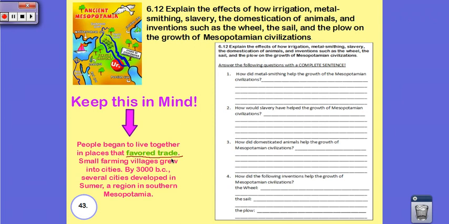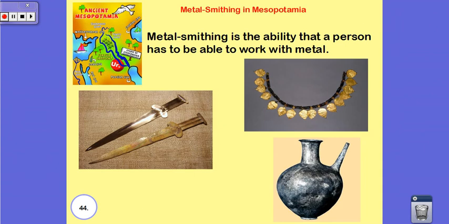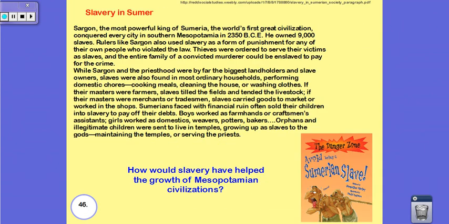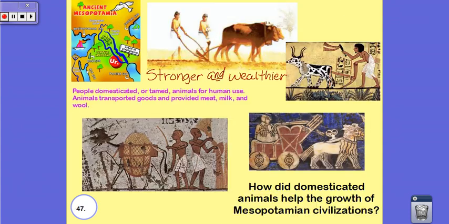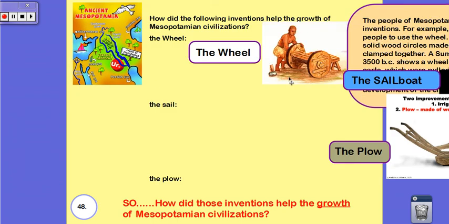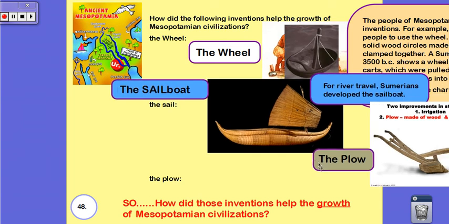You will see several questions on your test taken from this standard. Actually, let me see how many questions there are. There's 1, 2, 3. Looks like there are 3 questions on your test taken from this standard. Alrighty, moving right along. We broke this down into metalsmithing, farmers and trading, slavery, and then you were to finish this sentence as a bell ringer one day. We went on and talked about domestication of animals and the inventions, the wheel, the sailboat, and the plow.